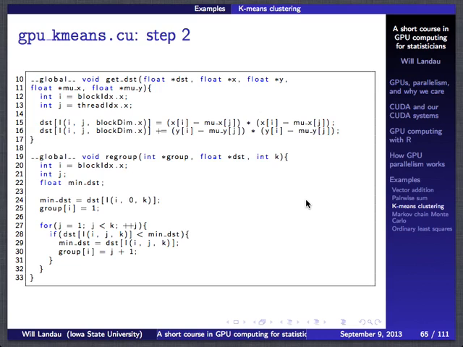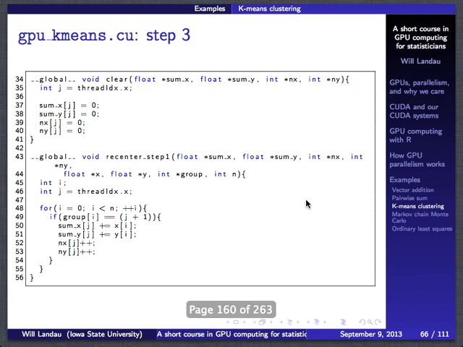And I should say this vector group that I passed in is just the current cluster for each point. So group is a vector of length capital N, and it just says, what cluster does point i belong to. So I have a kernel to get the distances. I have a kernel to assign the points to the nearest cluster. Step 3, I parallelize too. Step 3 is recomputing the cluster means once I've recomputed the clusters themselves.